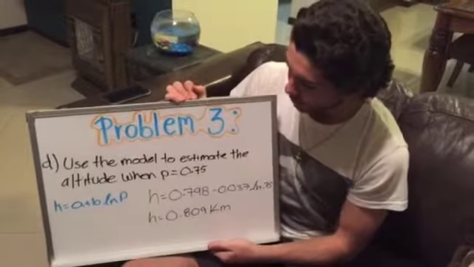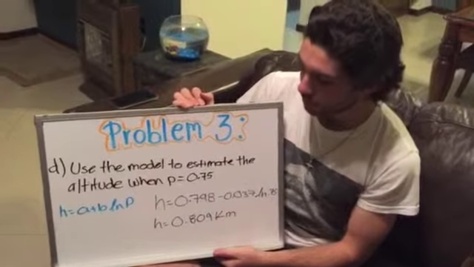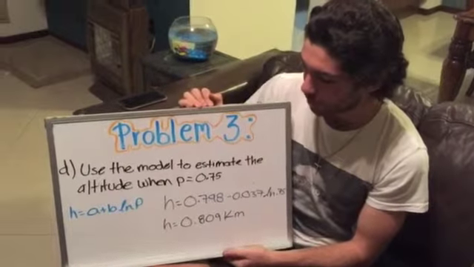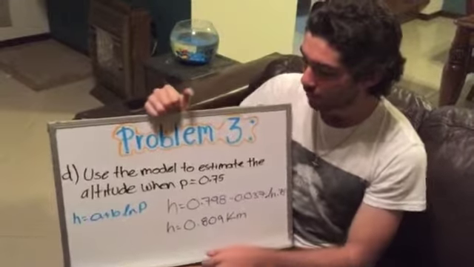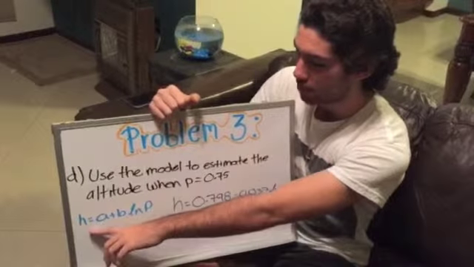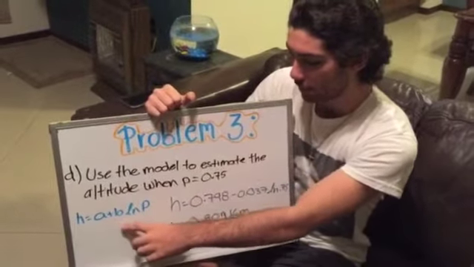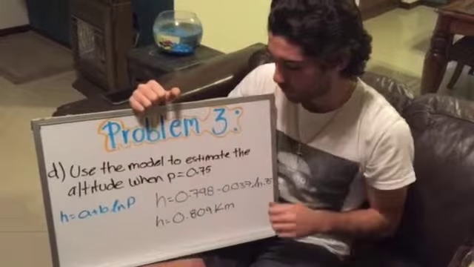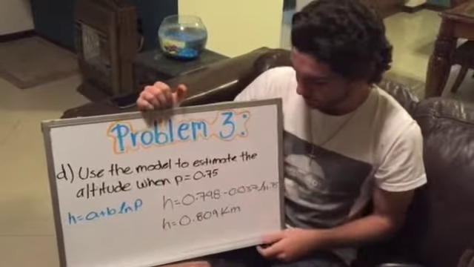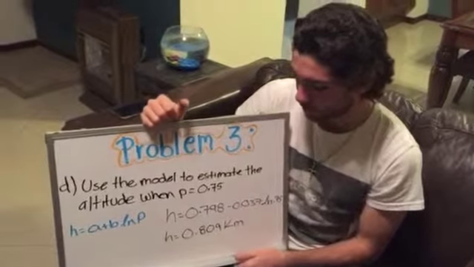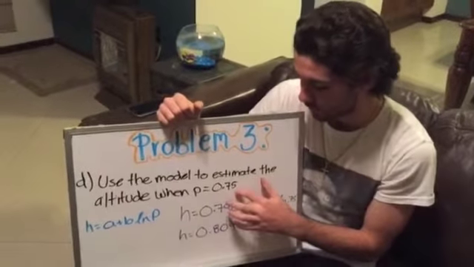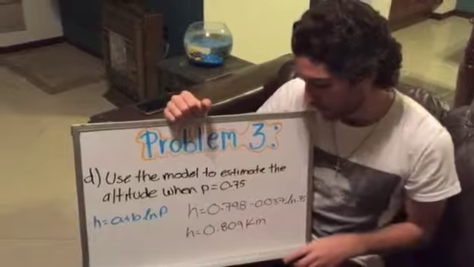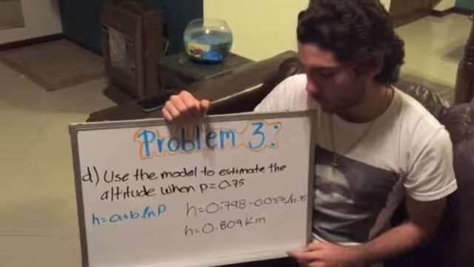Letter D. Use the model to estimate the altitude when pressure is 0.75. With the formula H equals A plus B natural logarithm of pressure, we just plugged in the values and we found out that when the pressure is 0.75, the height will be 0.809 kilometers.